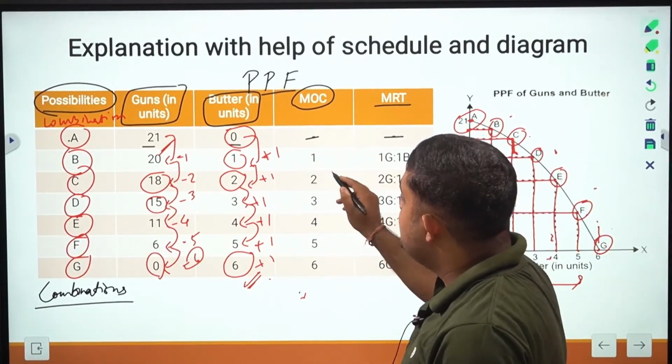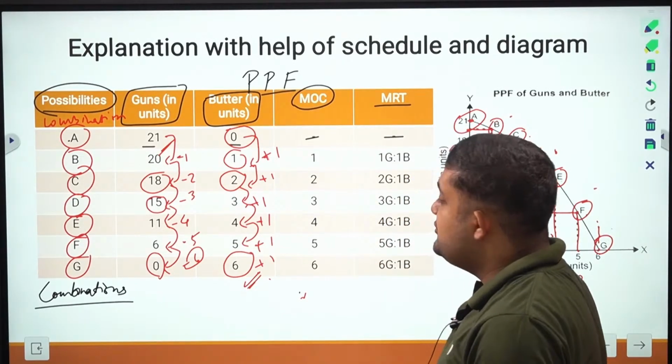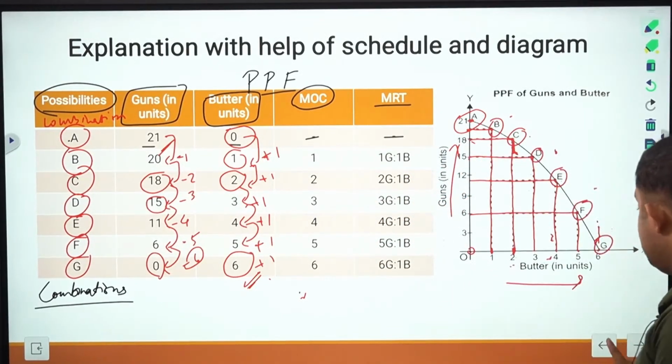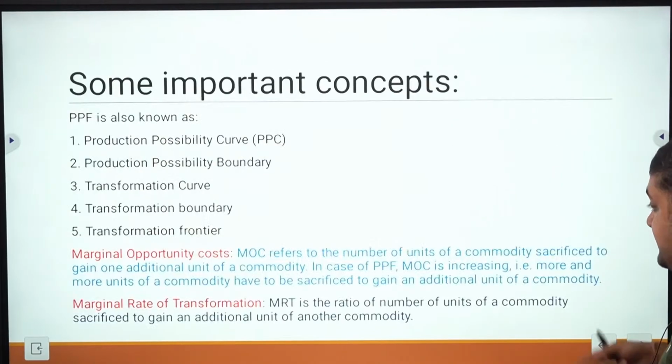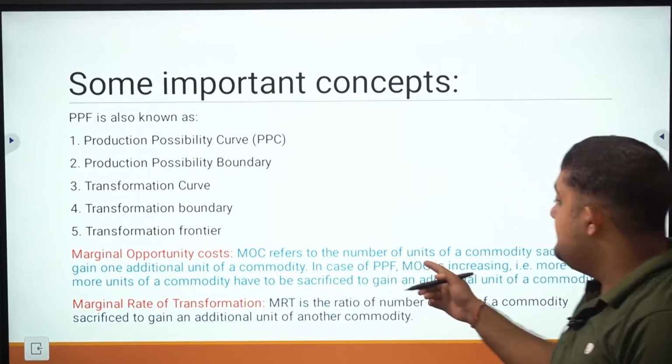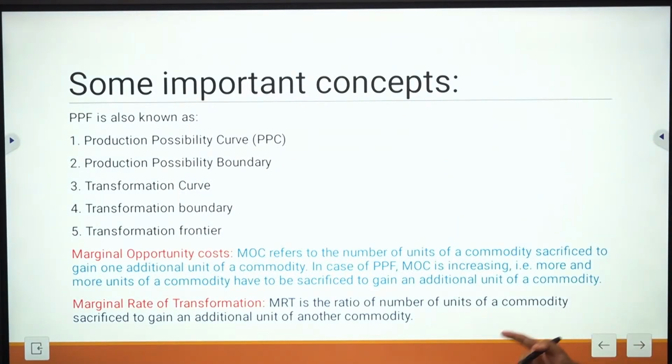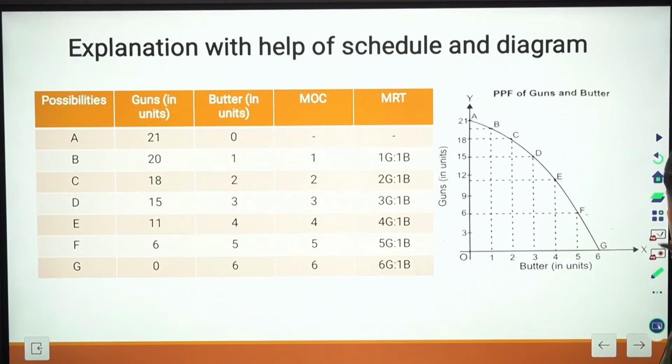MOC will be 1, 2, 3, 4, 5, 6. What is the formula, the definition of MOC? MOC refers to the number of units of a commodity sacrificed to gain one additional unit of another commodity. So look, what will our MOC be here?